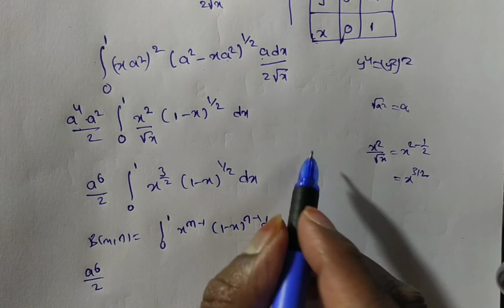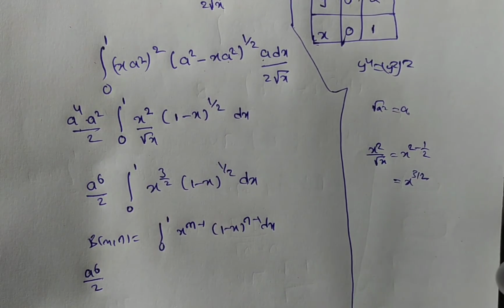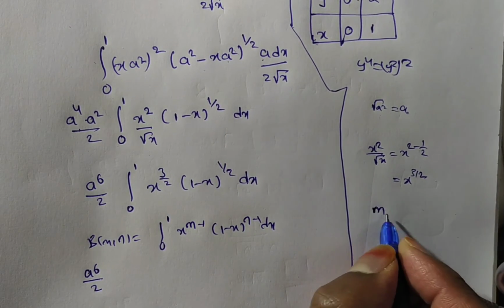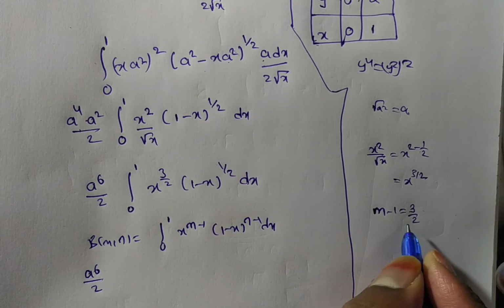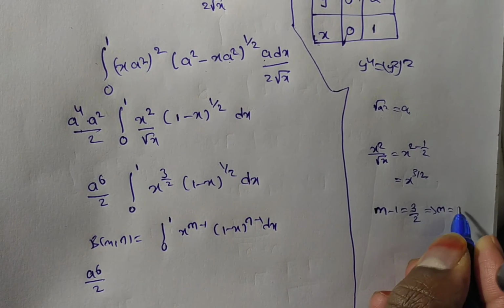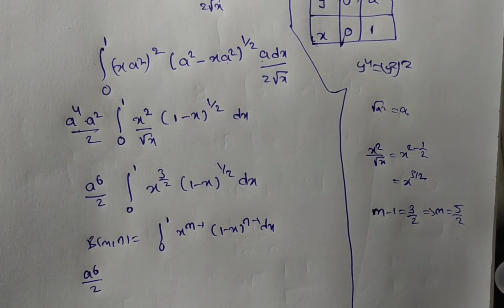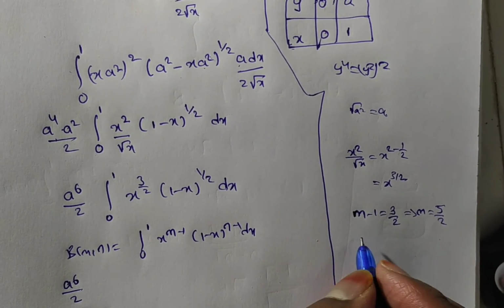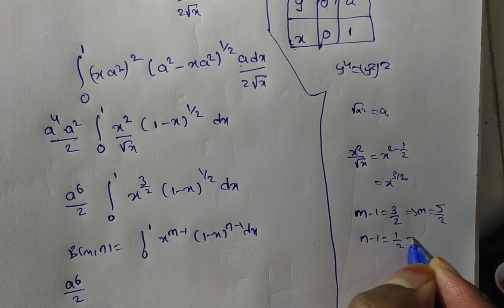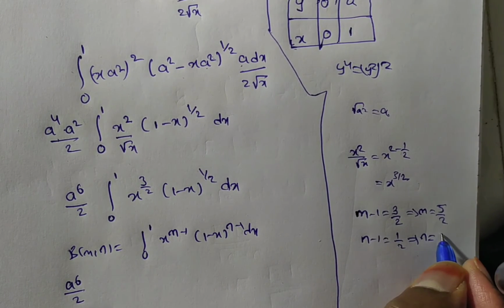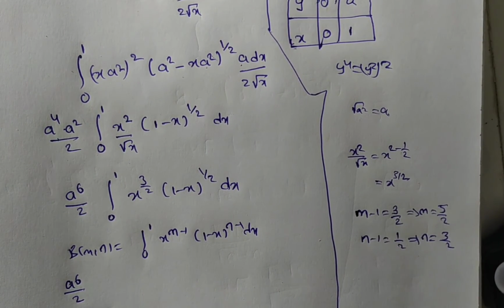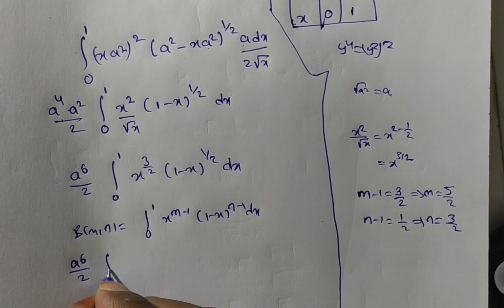Now if we express this, a power 6 by 2 is as it is. In place of m minus 1, friends, rough work I am doing here, m minus 1, what do I have? 3 by 2. So what is m in this case? 3 by 2 plus 1 is nothing but 5 by 2. Is it visible for everyone? Right. Next, what do you have? N minus 1. N minus 1 is equal to 1 by 2. That implies n is equal to 1 by 2 plus 1, that is 3 by 2. Is it clear for everyone? Now integral 0 to 1.